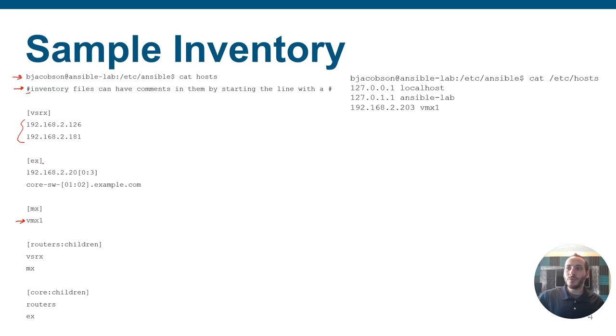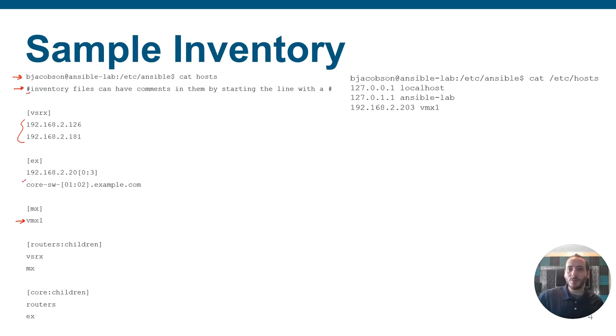We can also use some expressions within our host names or IP addresses, as we did here, to define many items within one line. This would be 192.168.2.200 through 203. So this would be 200, 201, 202, and 203. That within these square brackets defines all numbers inclusive on both ends.